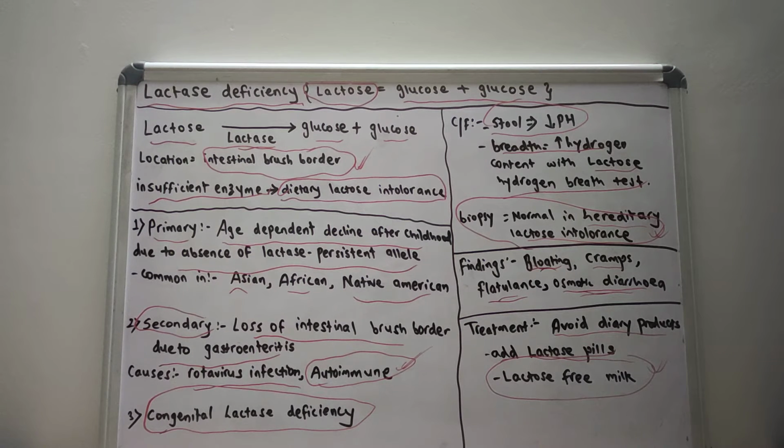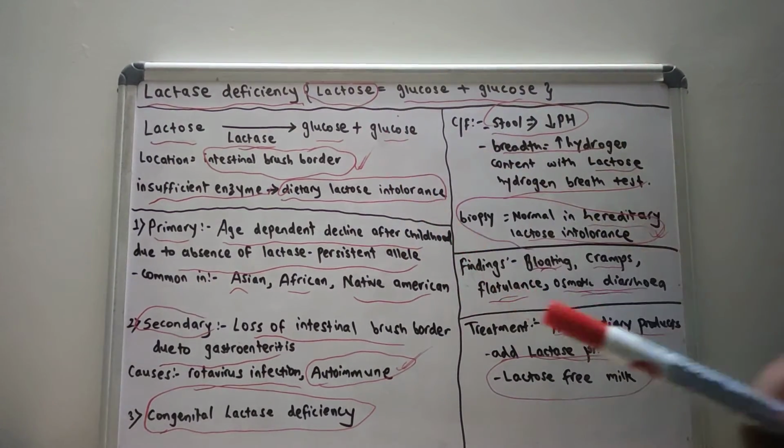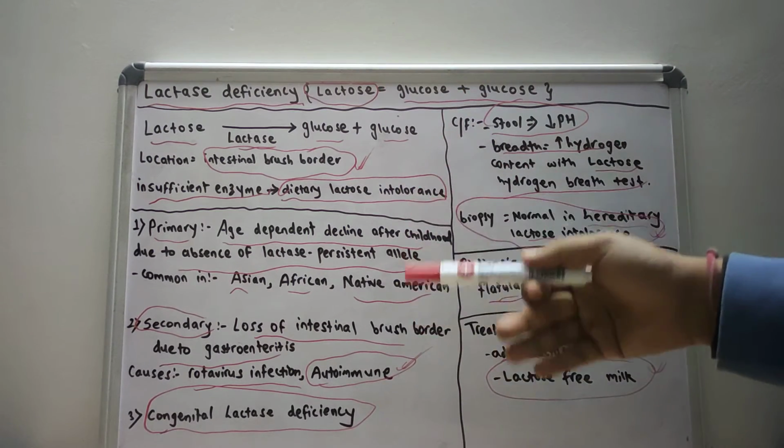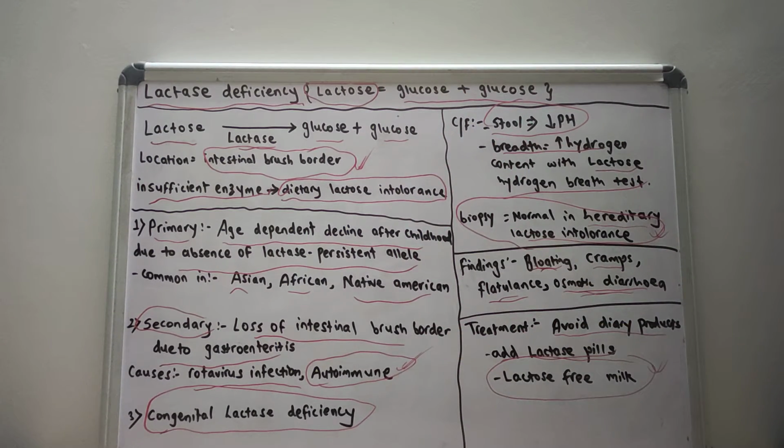So this concludes our topic, this lecture, on lactase deficiency. Here we discussed the different types of lactase deficiency: primary, secondary and congenital lactase deficiency. We discussed the clinical features and various findings in lactase deficiency. We also discussed how we can manage the people with lactase deficiency. So this concludes our module.